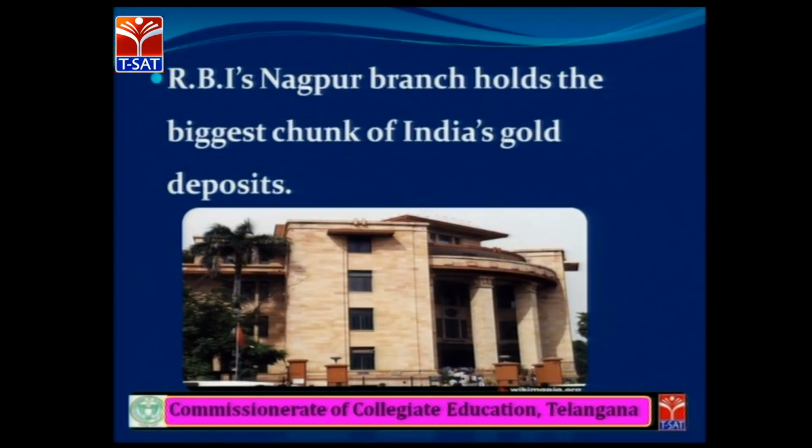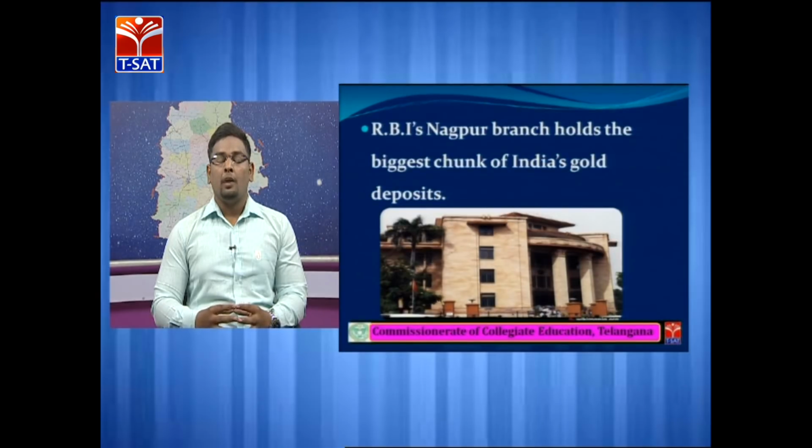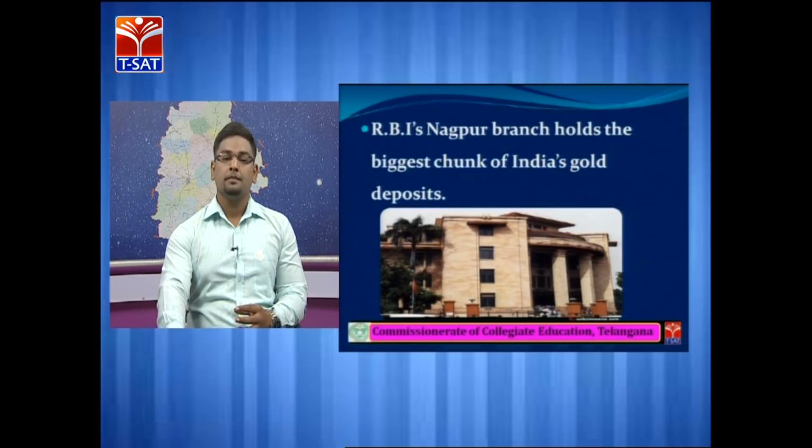The next point is RBI's Nagpur branch holds the biggest chunk of India's gold deposits. Now, the RBI branch of Nagpur is a regional office branch. The regional office branch of Nagpur holds the biggest chunk of India's gold deposits. That means India's major gold deposits are found in the Nagpur branch. RBI keeps all its major gold deposits in the Nagpur branch.